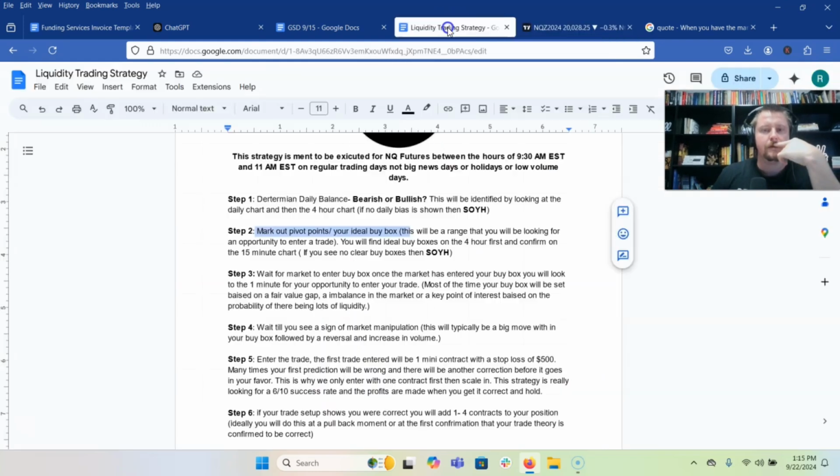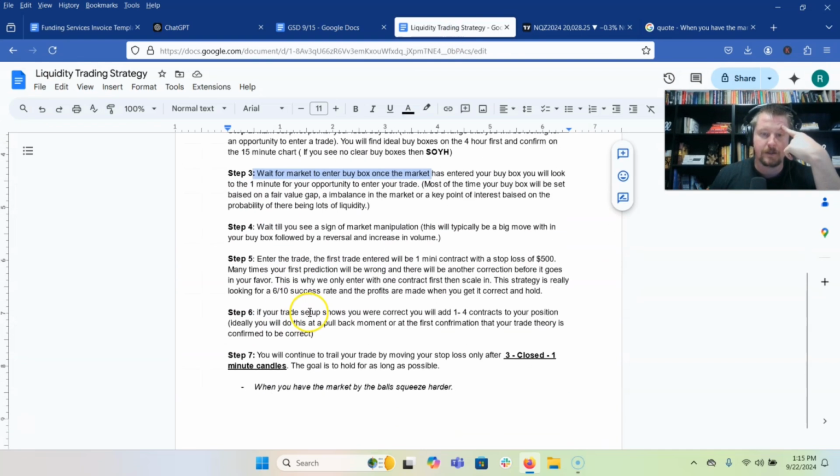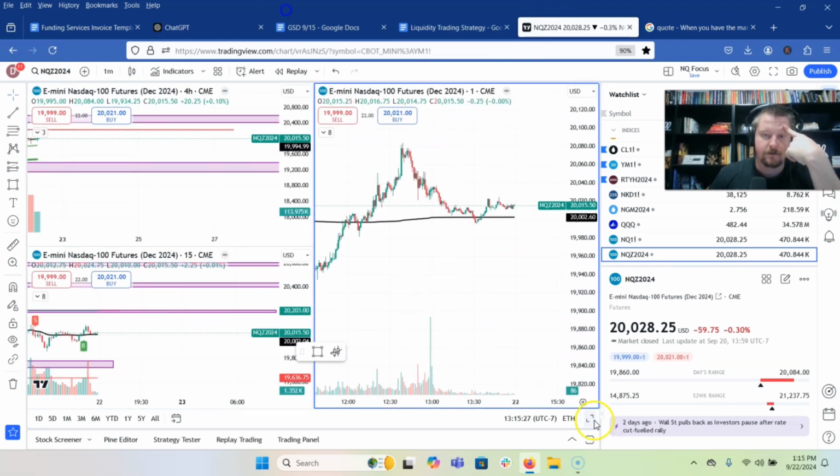Okay, so now I've marked out my pivot points and my ideal buy boxes. Next step is to wait for the market to enter one of my buy boxes. So now I'm literally just going to wait for the market to enter either up here or down here. Then I'm going to be basically waiting for a sign of manipulation. Okay, and once it hits on the 15-minute, I will enter on the 1-minute.